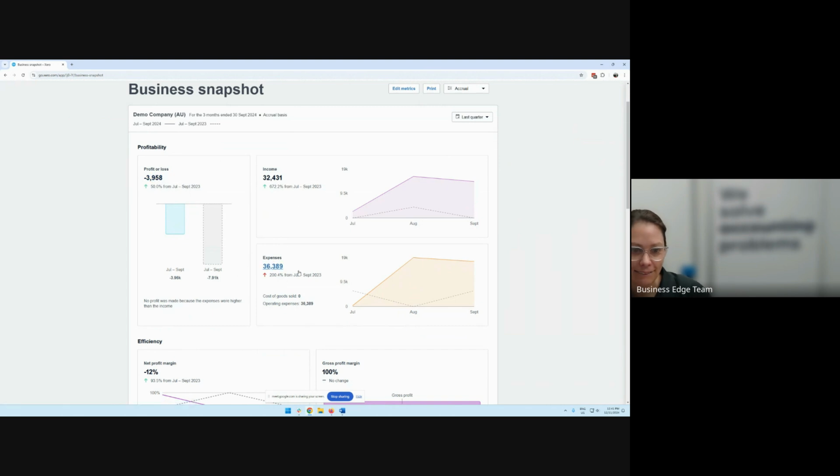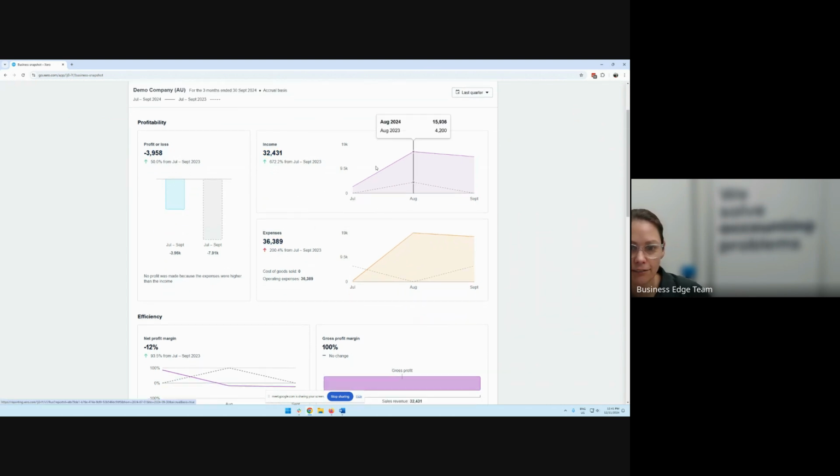And then if you're looking at the income, it's telling you where you were in 24 compared to August 23, and moving along, the expenses are exactly the same. So as you can see, the expenses in this particular demo company have skyrocketed. So maybe there's a reason why.